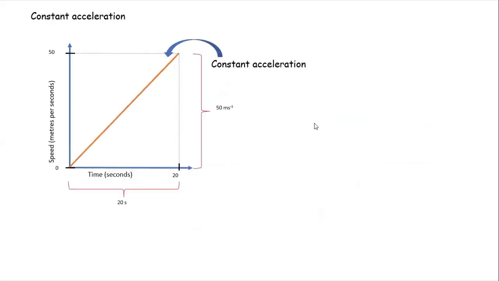For constant acceleration, we can see this straight slanted line showing constant acceleration in the speed-time graph. Using the equation a = (v − u) / t, the final velocity is 50 meters per second, initial is 0, and time taken is 20 seconds. So 50 meters per second divided by 20 seconds gives 2.5 meters per second squared.